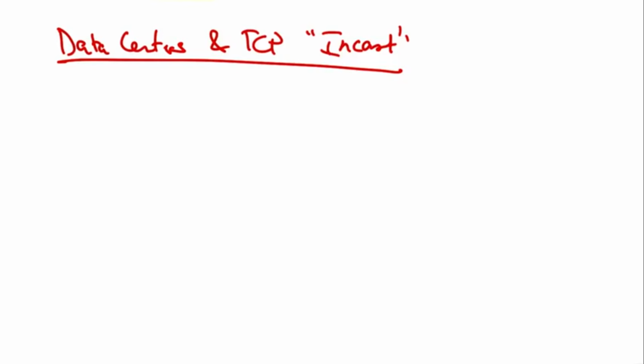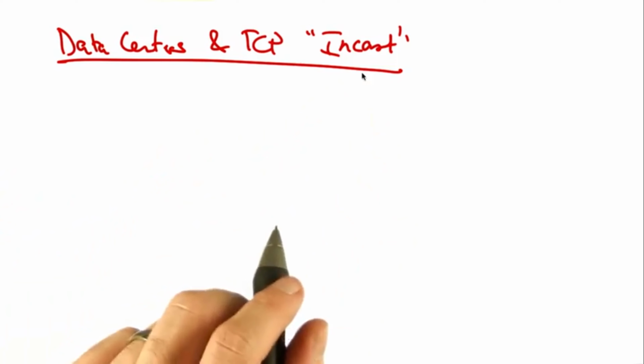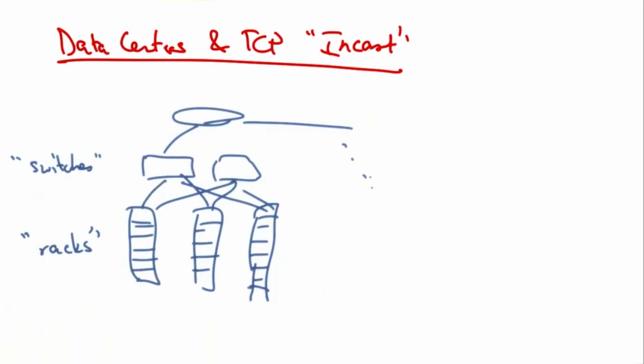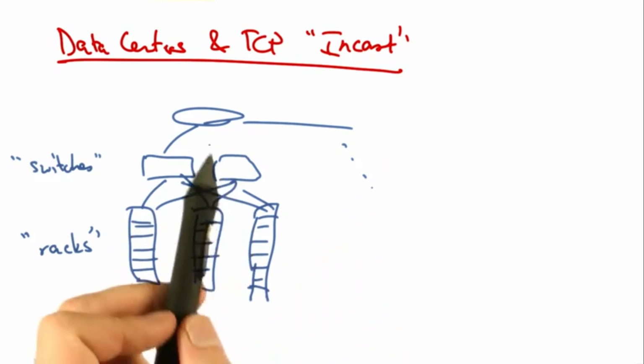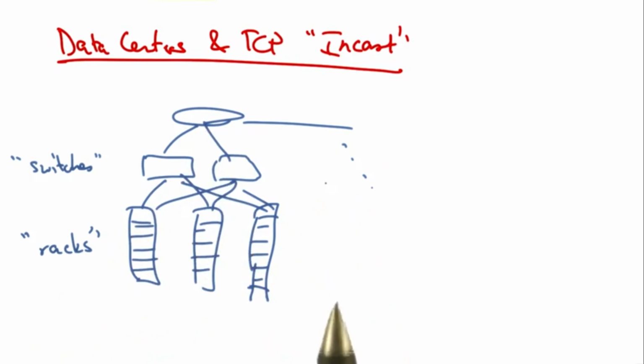We'll now talk about TCP congestion control in the context of modern data centers, and we'll talk about a particular TCP throughput collapse problem called the TCP incast problem. A typical data center consists of a set of server racks, each holding a large number of servers, the switches that connect those racks of servers, and the connecting links that connect those switches to other parts of the topology.